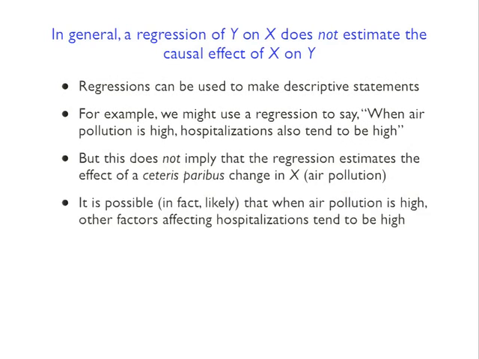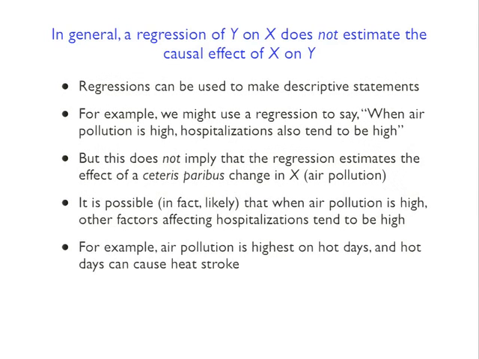For example, if you look at the data, it'll become apparent that air pollution, at least in terms of ozone levels, tends to be highest on hot days. And if the temperature gets really high, people can get heat stroke and heat exhaustion and so forth, right? So just saying that when I run a regression of hospitalizations on air pollution, I find that hospitalizations tend to increase when air pollution is higher, doesn't necessarily prove that air pollution has a causal effect, right?